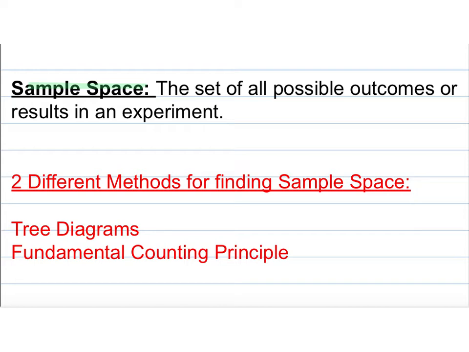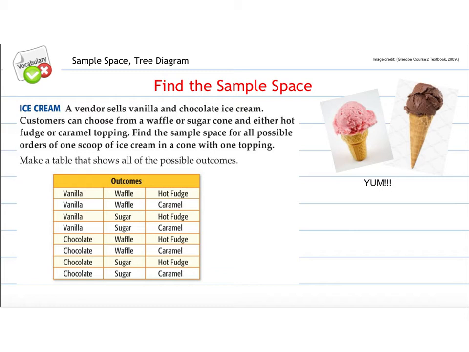There are two methods that we're going to learn about to find sample space. One of them is tree diagrams, and one of them is the fundamental counting principle. So again, sample space is all of the possible outcomes in a situation. Here we have a vendor that's selling vanilla and chocolate ice cream. The customers can choose a waffle or sugar cone and either hot fudge or caramel topping. We're trying to find the sample space for all possible orders if they pick one scoop of ice cream, one type of cone, and one topping.